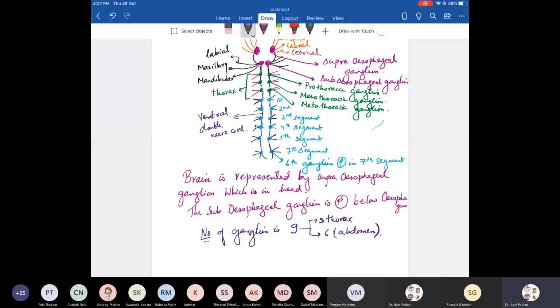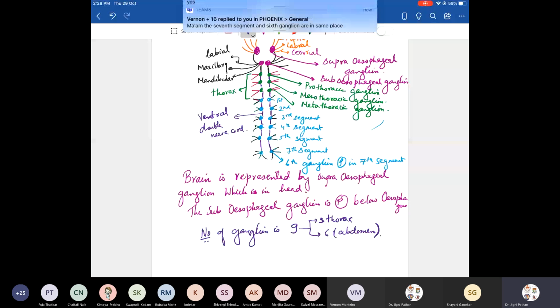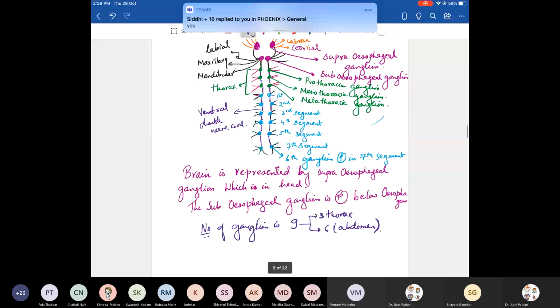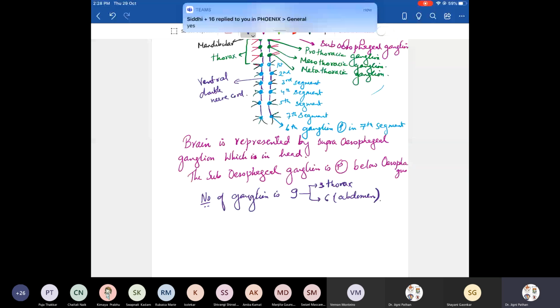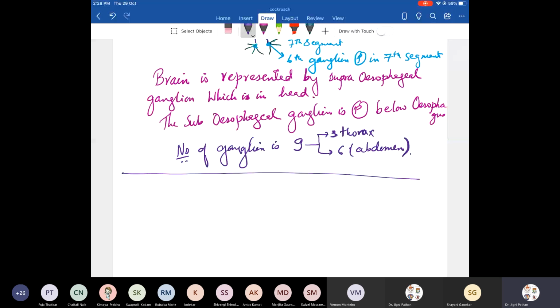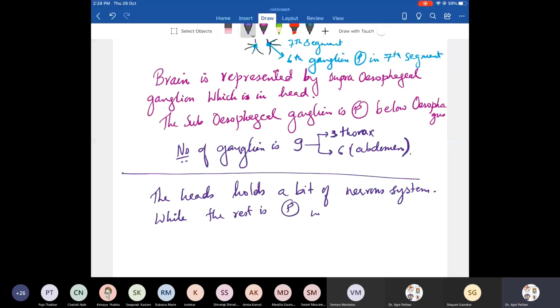Done? Okay, next. Remember, this is a very important question, and it was asked in one of the papers. The nervous system is spread all over the body of the cockroach. The head holds only a bit of the nervous system, while the rest is present in the body.